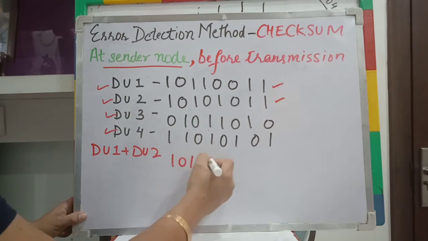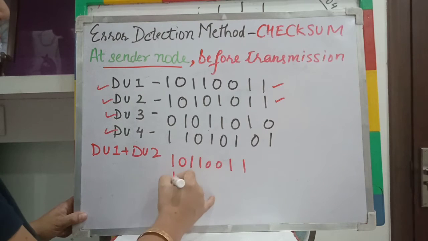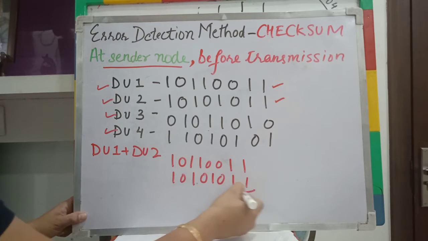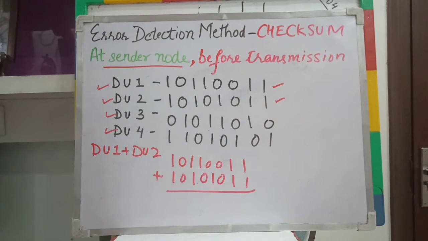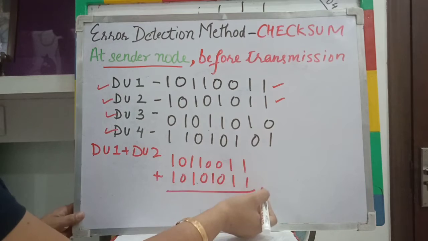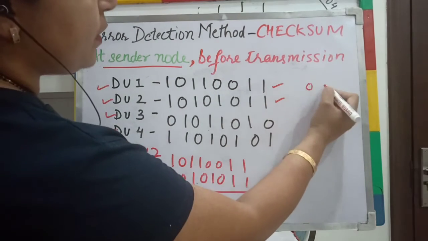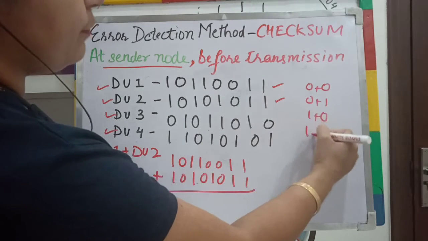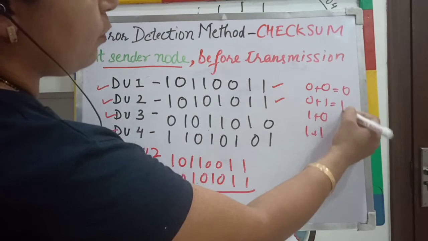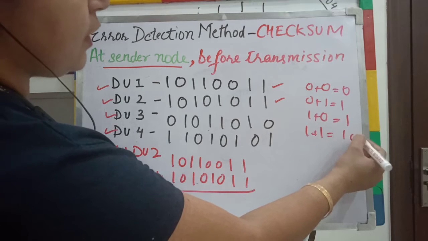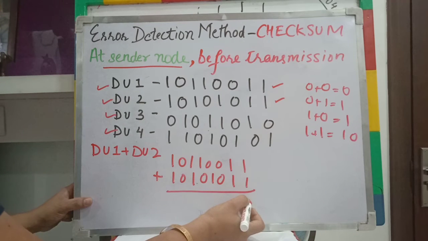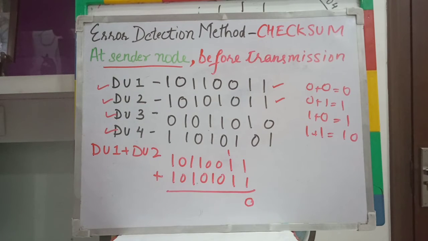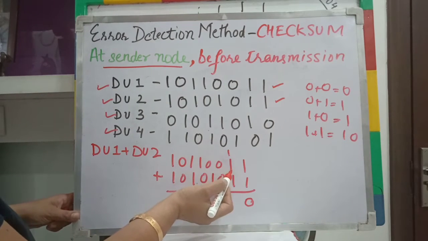1 0 1 1 0 0 1 1 and 1 0 1 0 1 0 1 1. If I do the binary addition of this, let's write the result bit by bit. 1 plus 1 is 10, so 0 and we have a carry, and then 1 plus 1 is 10.